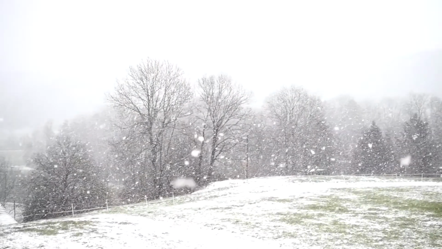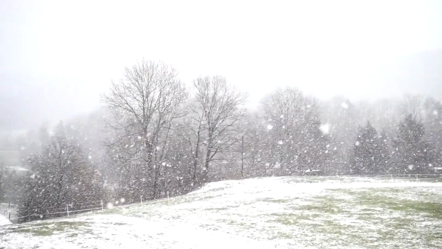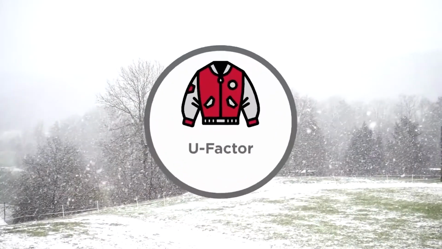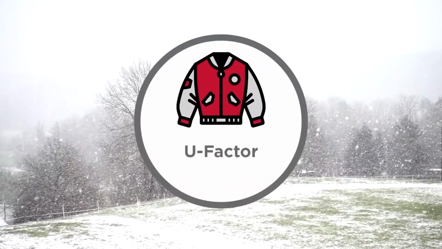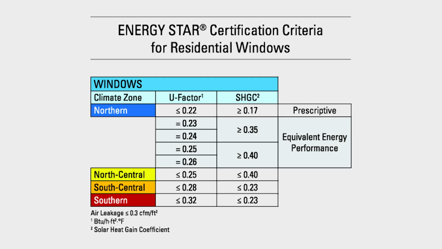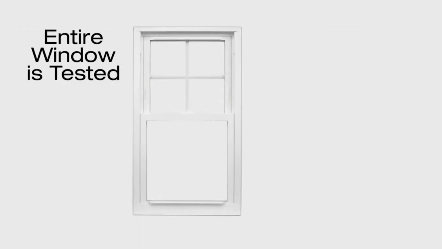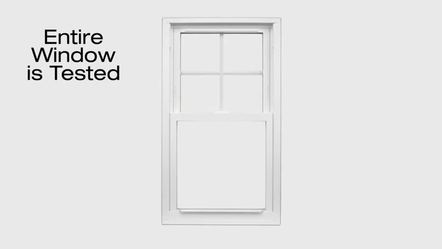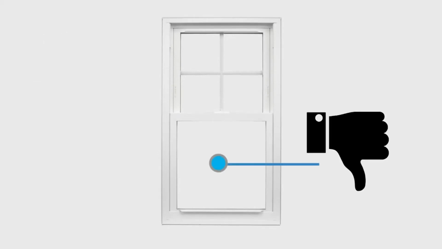When it's cold outside, you try to keep your body heat in by wearing a coat. This insulative quality is very similar to U-factor. We know that in order to meet the strict criteria of energy efficiency for Energy Star, the entire window's U-factor is tested, unlike some companies who may only give component test results, like Center of Glass.